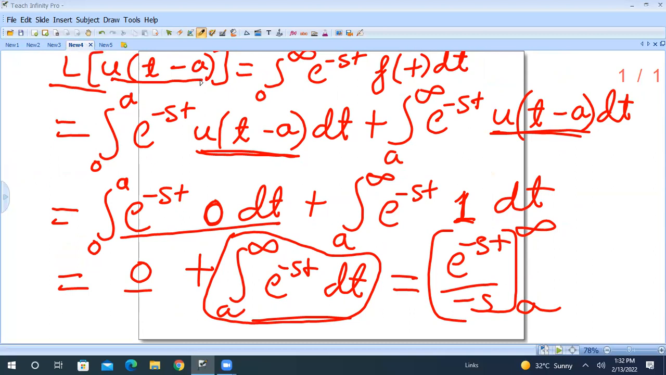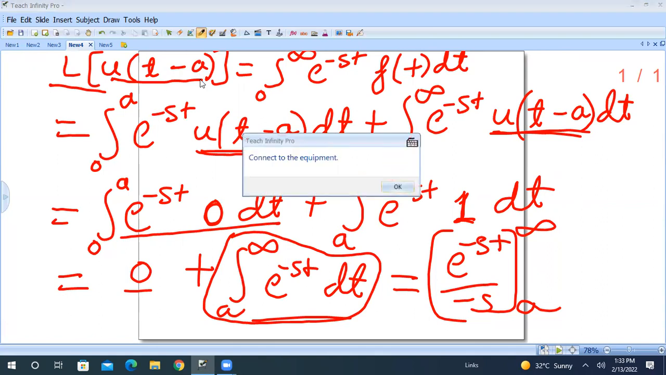Okay? So integration 0 to a e to the power of minus st u of t minus a into dt plus a to infinity e to the power of minus st u of t minus a into dt. This is our standard derivation. Applying the Laplace transformation definition, we get this statement.